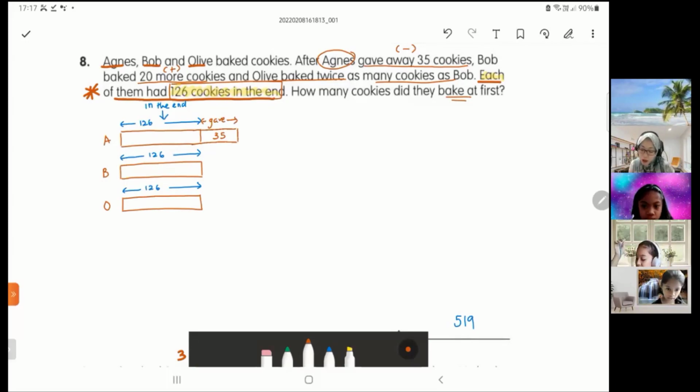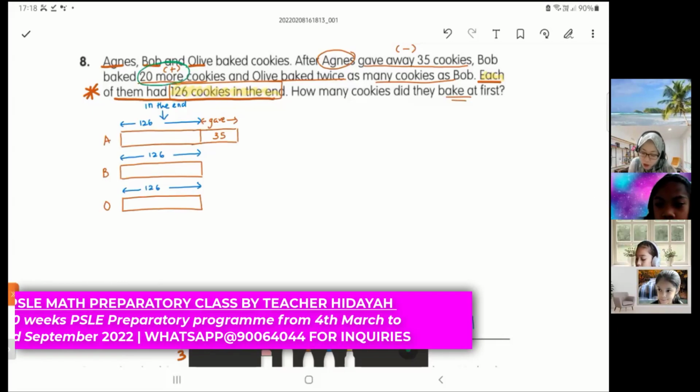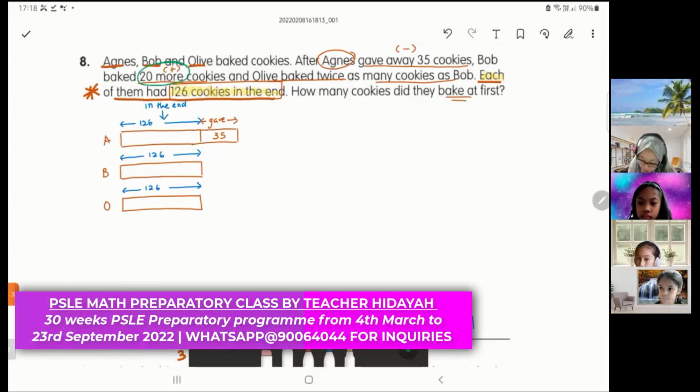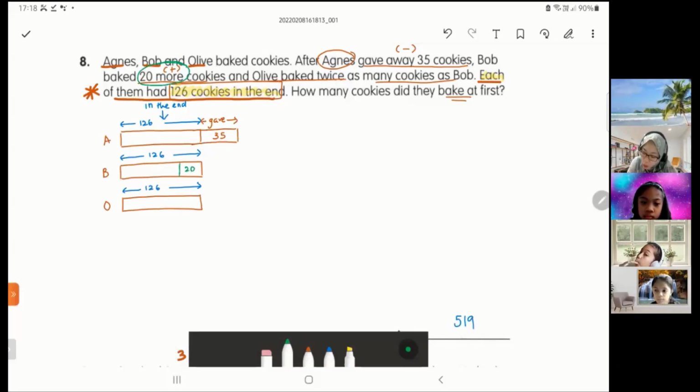For Bob, how he ended up having this 126 is he went and baked 20 more cookies. So at first he has lesser than what he has now because he went to bake 20 more. So let's say the 20 is inside here. Then Olive baked twice as many as Bob. So if Bob baked 20 cookies, Olive baked twice, times 2, Olive baked 40. So Olive baked 40 cookies like this.